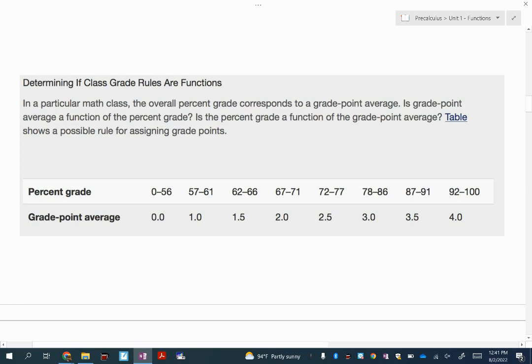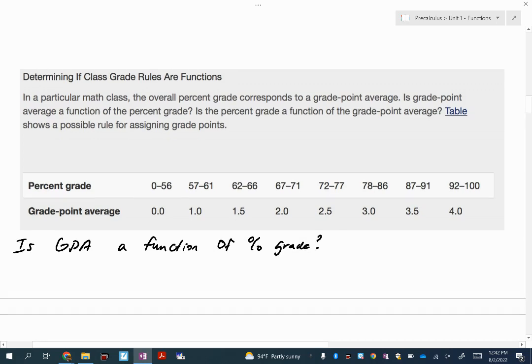So in this case, when we're looking at this table, I could ask the question, is GPA a function of percentage grade, or percent grade? Okay, so when you look at this, we're looking at, is your GPA a function of percent grade, where your percent grade is your X.